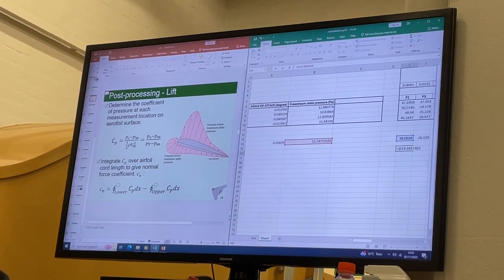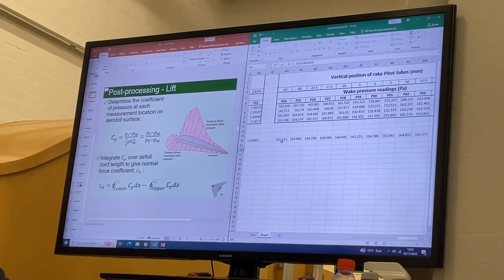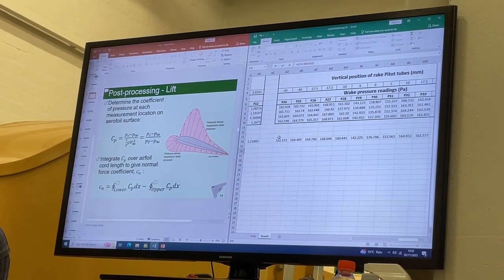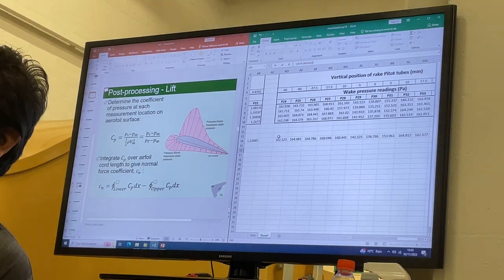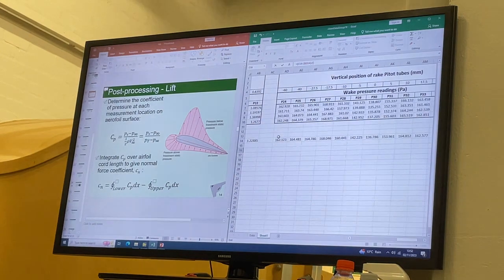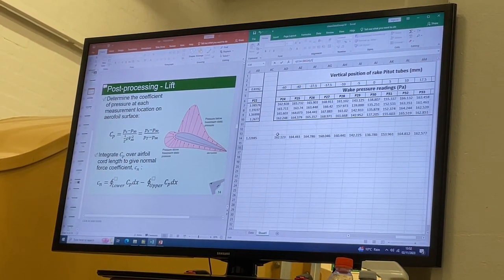so then your total pressure. You take your total pressure as P24 from the rig. Why do we do that? P24 is the most upper pressure reading. Why do we use the most upper one? Because you assume that one hasn't been interfered with too much because it's away from the body.